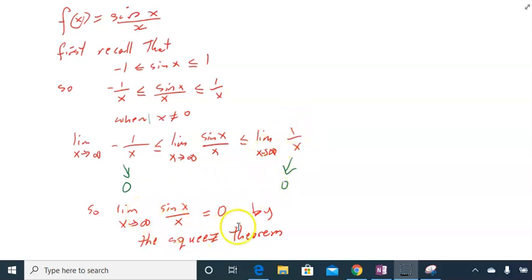So by the squeeze theorem, the limit as x approaches positive infinity of sine of x over x is equal to 0. Therefore, your horizontal asymptote there would be y equals 0.